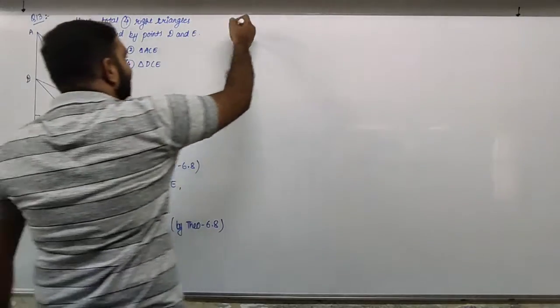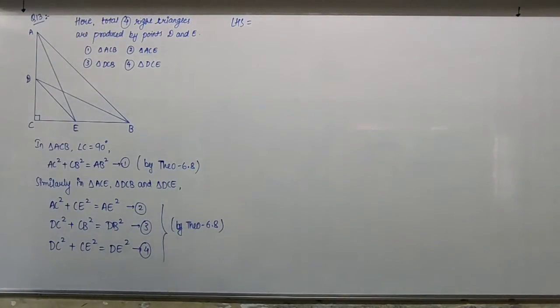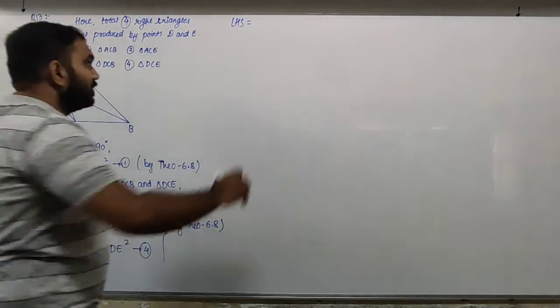Now let us see the LHS. આપણે જે પ્રૂવ કરવાનું છે એનું LHS ઉપાડી લો. તો LHS શું છે? AE square plus BD square.